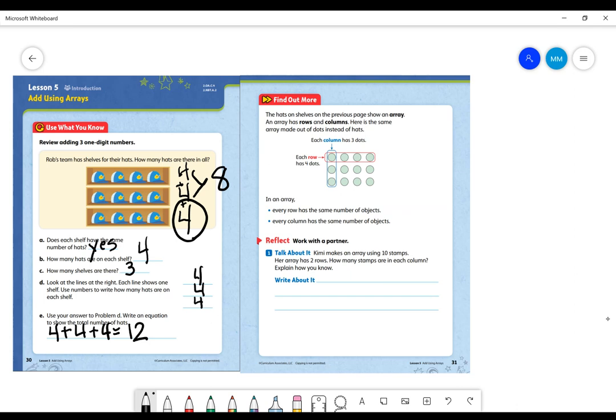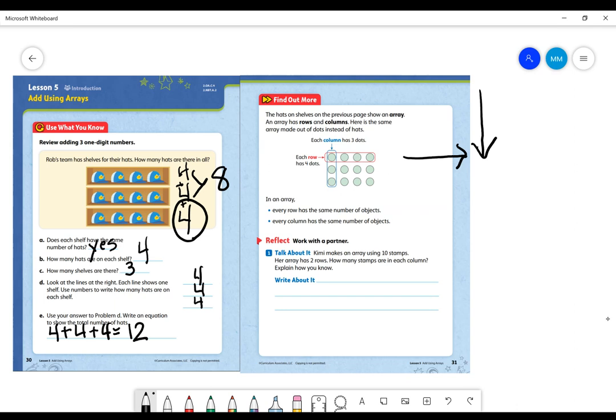So the hats on the shelves on the previous page show an array. Everyone say array. An array has rows and columns. Here's the same array made out of dots instead of hats. So a row is going horizontal. Everyone say horizontal. Okay, so a row goes this way and a column goes down. Okay, so if we were looking at our hats, we looked at shelves, so we had to look at rows of hats.